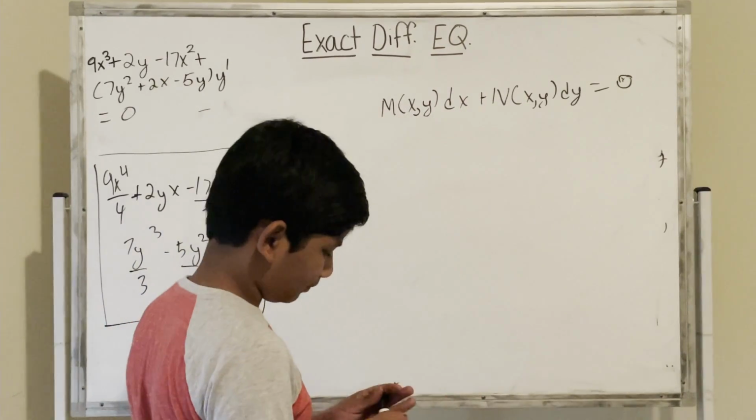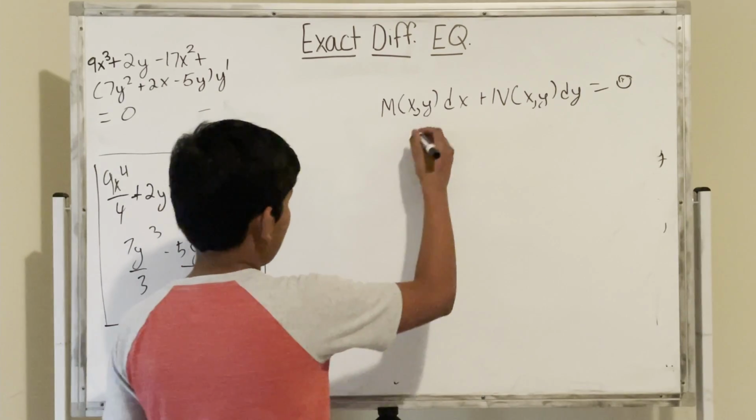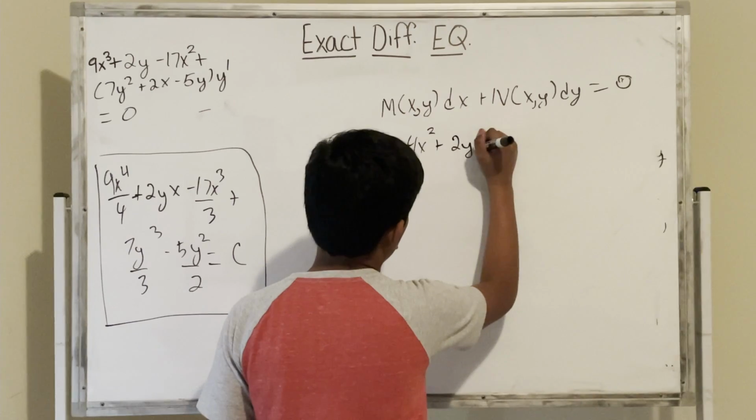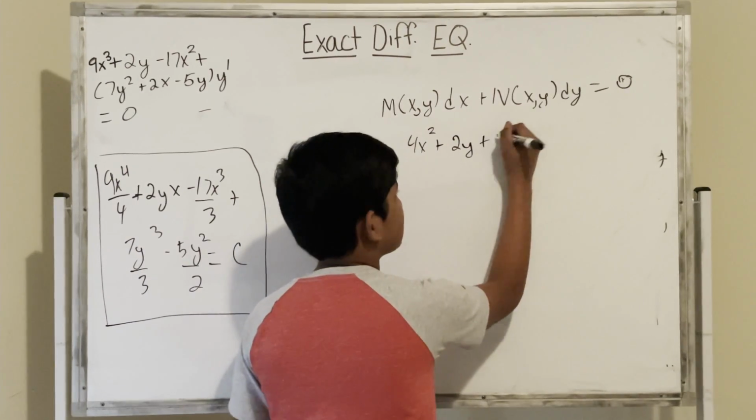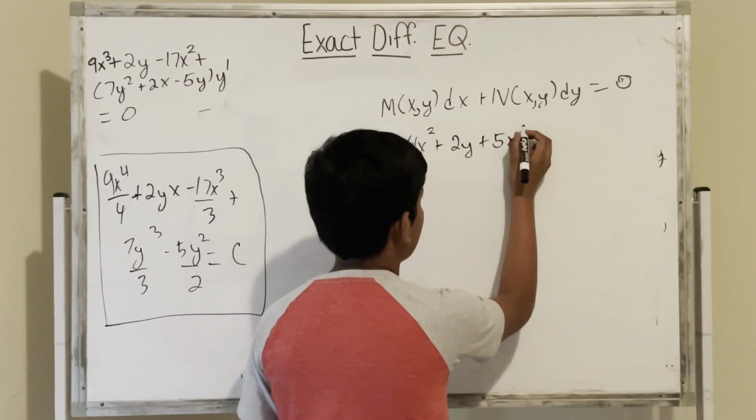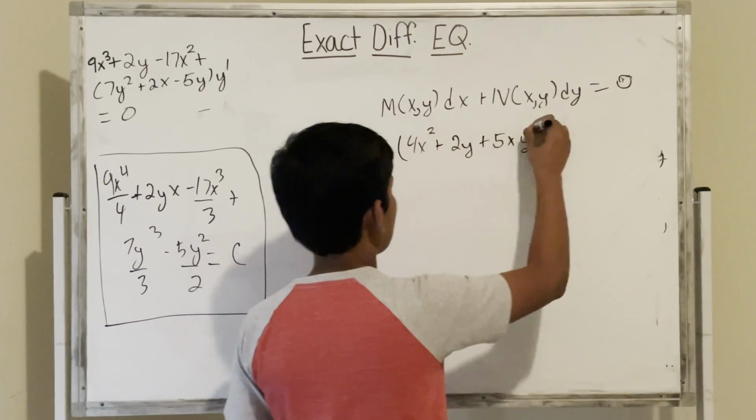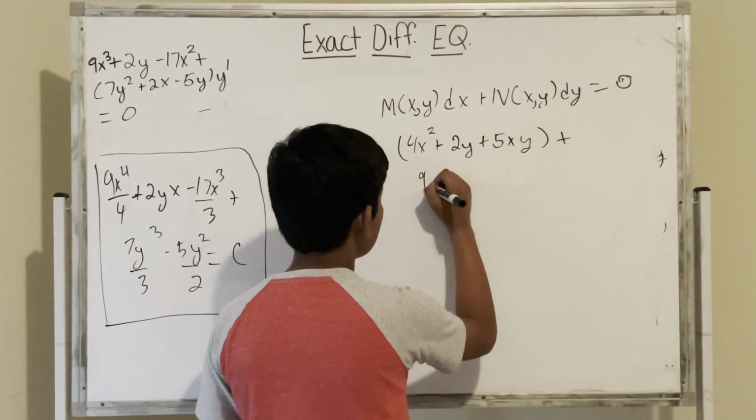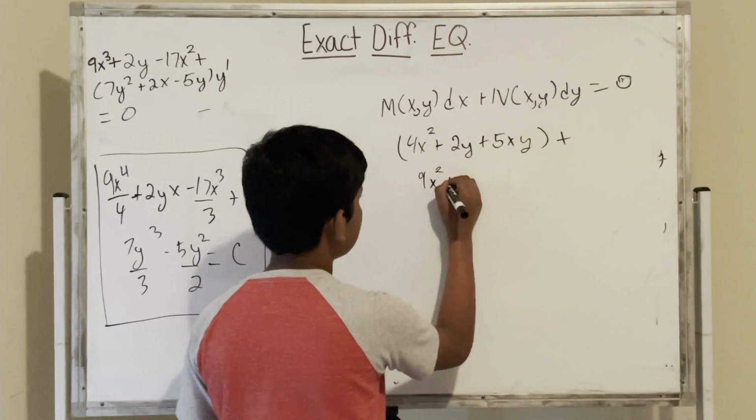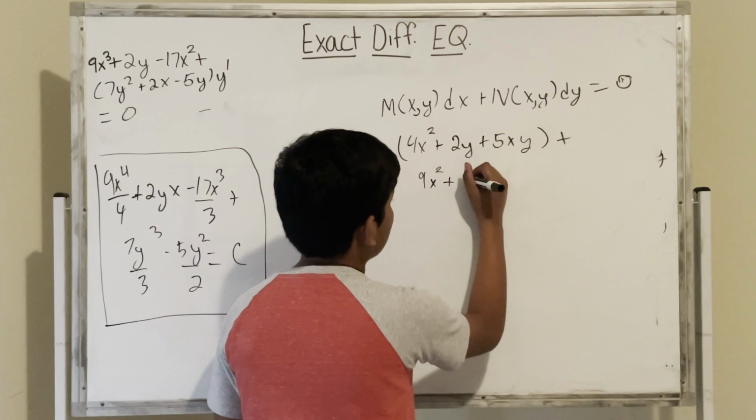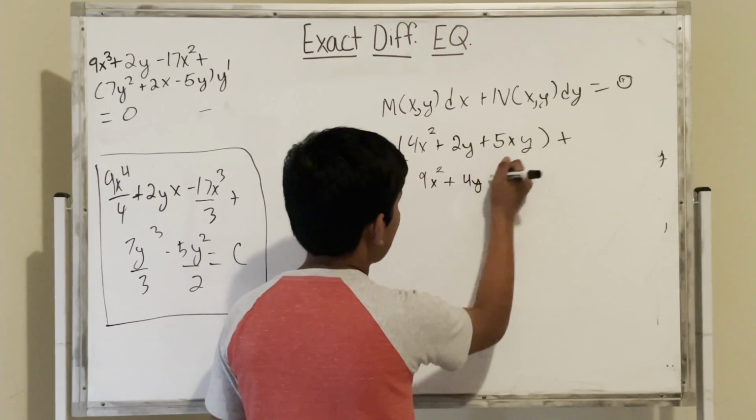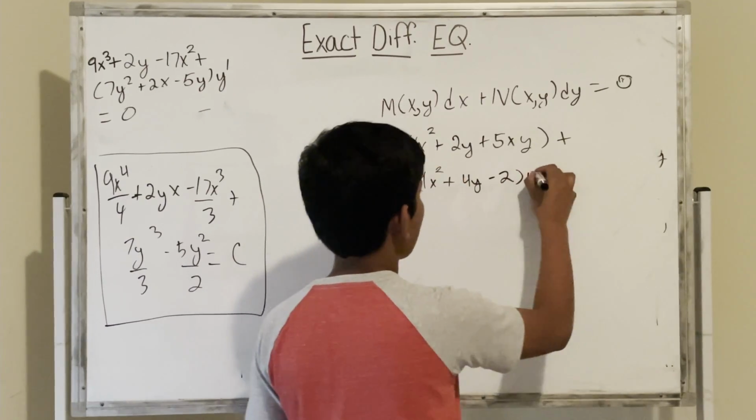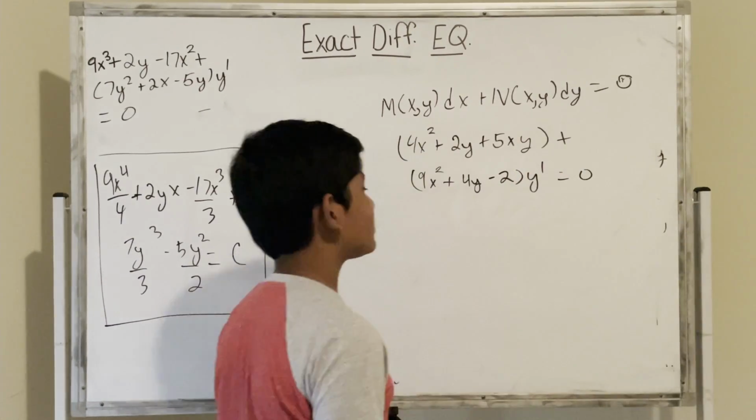So let's start. So let's take 4x squared plus 2y and then plus 5xy, and we're going to have plus 9x squared plus 4y minus 2, and then we're going to put y prime is equal to 0. So let's test for exactness.